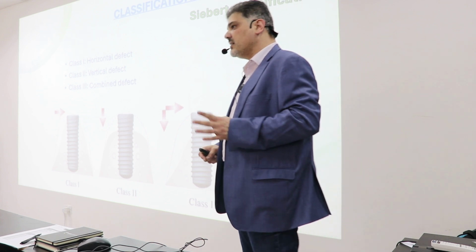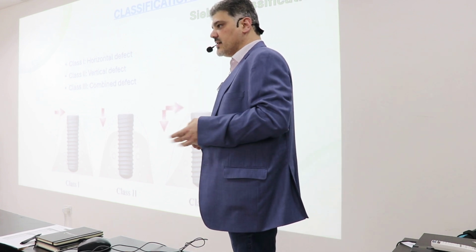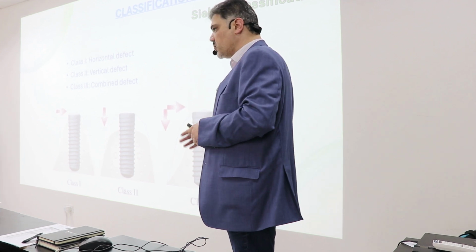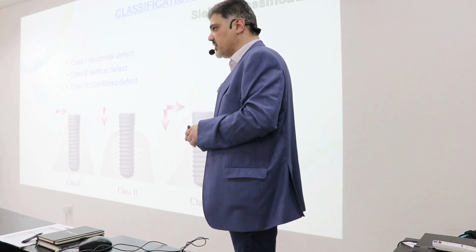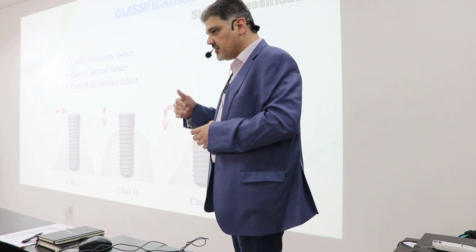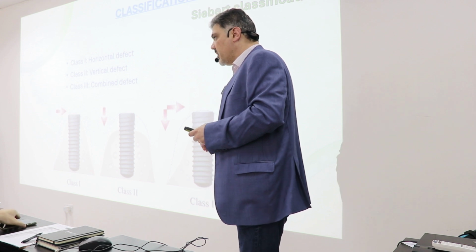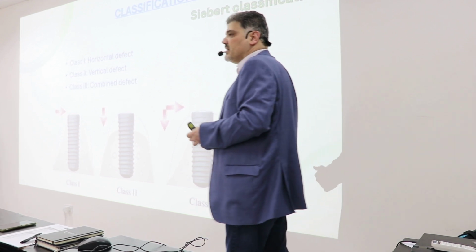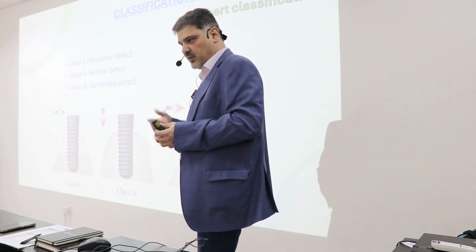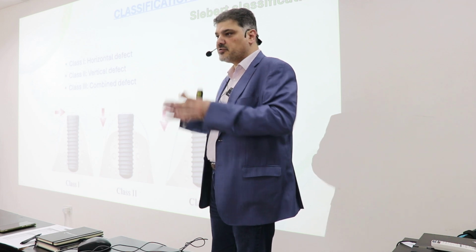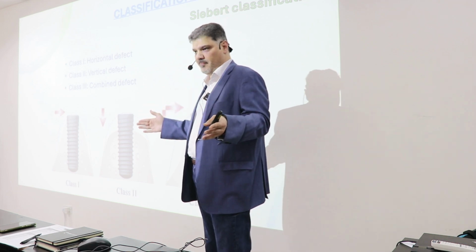The classification classified the bone defect into three classes: class 1, class 2, and class 3. Class 1, where we have a horizontal defect. Class 2, vertical defect. Class 3, combined. But how will we differentiate the difficulties within the same classes? What I mean is, if we have class 1, horizontal defect, are all horizontal defects the same?